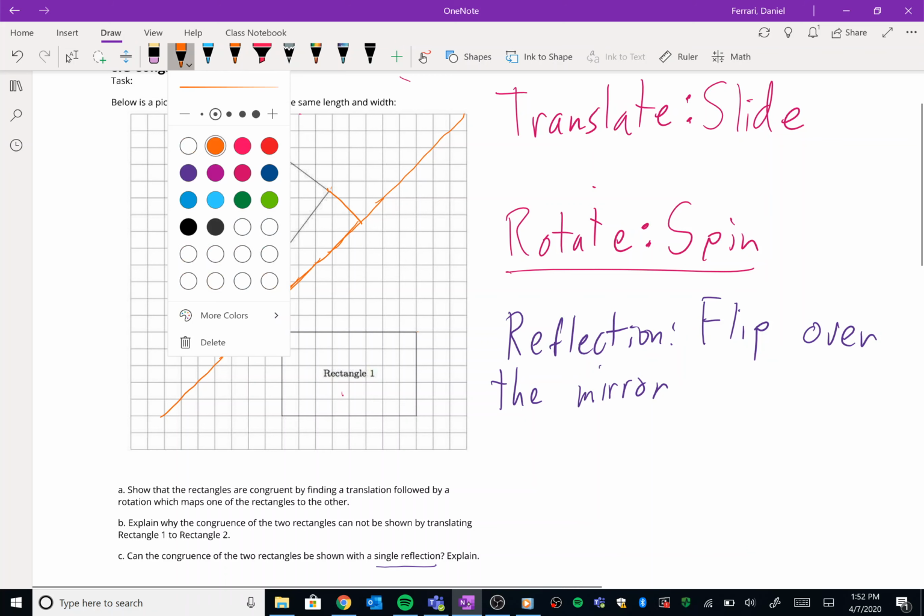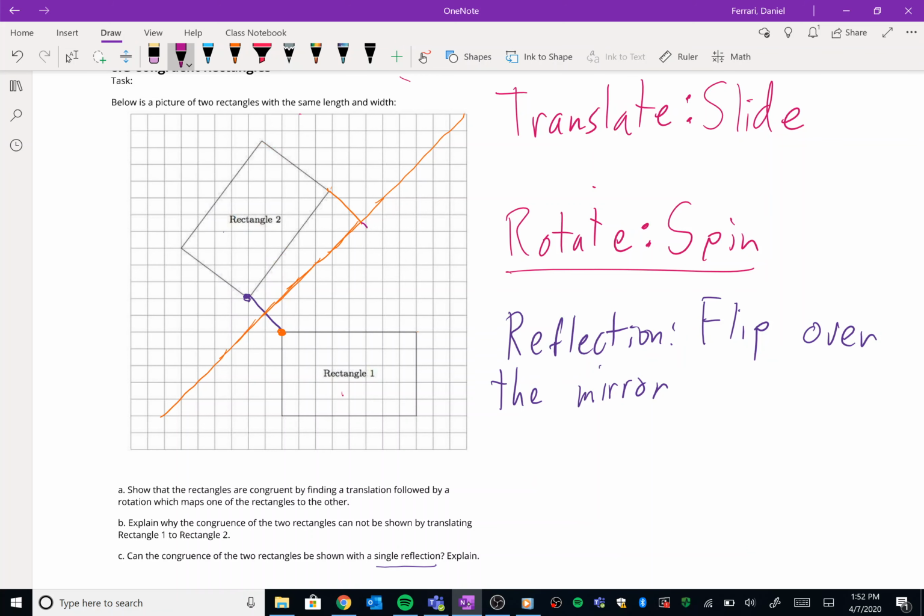Let me change colors again to emphasize it a little bit. It's going to show up somewhere kind of down here. Okay, so it is possible to make multiple reflections that will turn us into rectangle 1 from rectangle 2. But because it says, can it be done in a single reflection, my argument is no. Okay? Because it isn't obvious where the two lines cross. Okay? Because one axis of reflection won't move all the points onto each other.